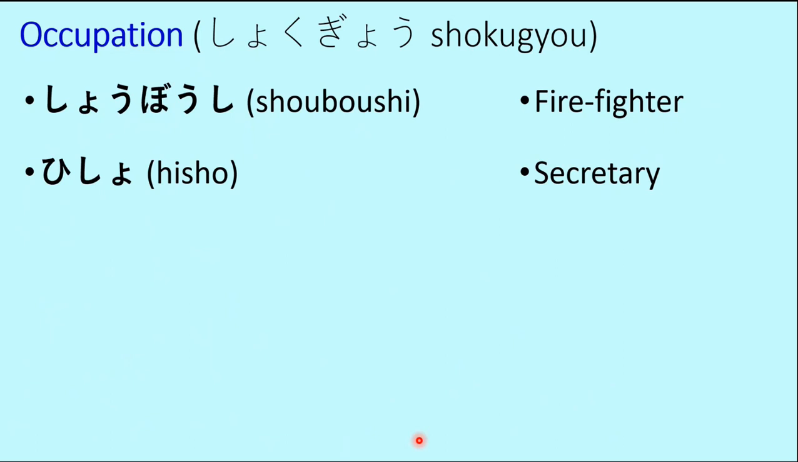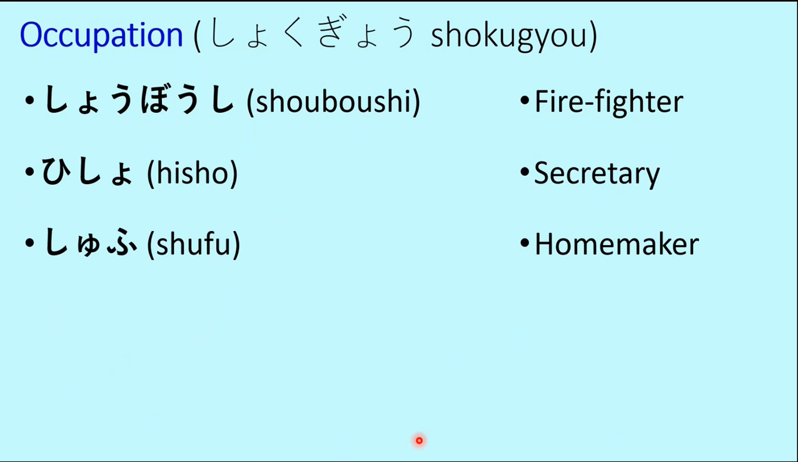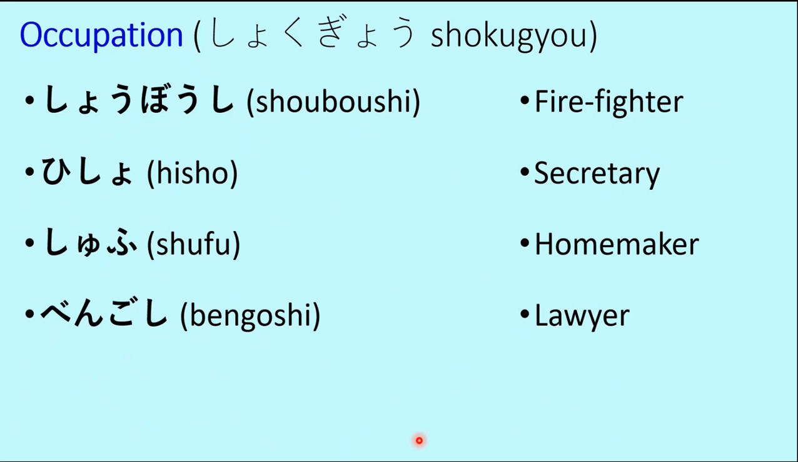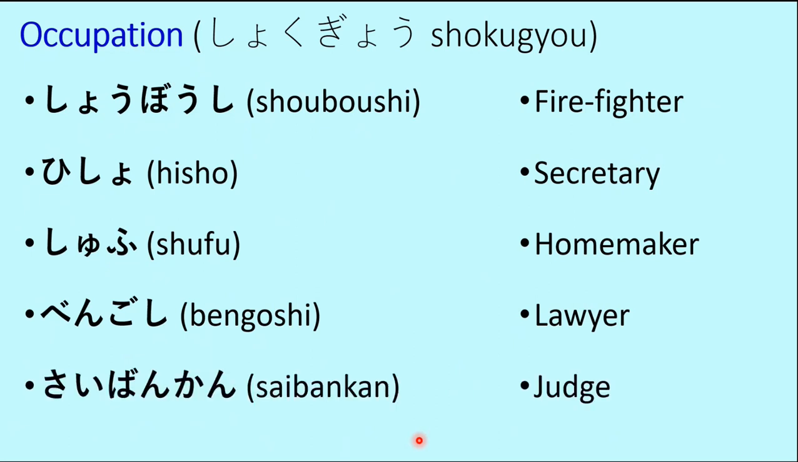So Kaishain was an office employee, and this secretary is Hisho. Shufu is a homemaker, that is a housewife. Then we have Bengoshi as the lawyer and Saibankan as the judge.